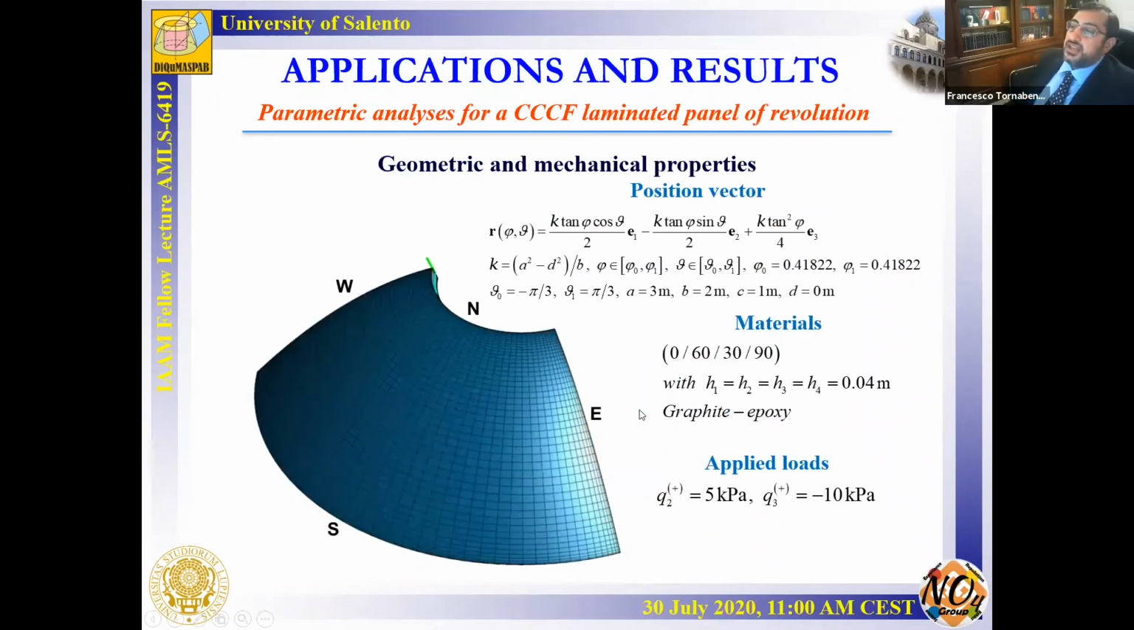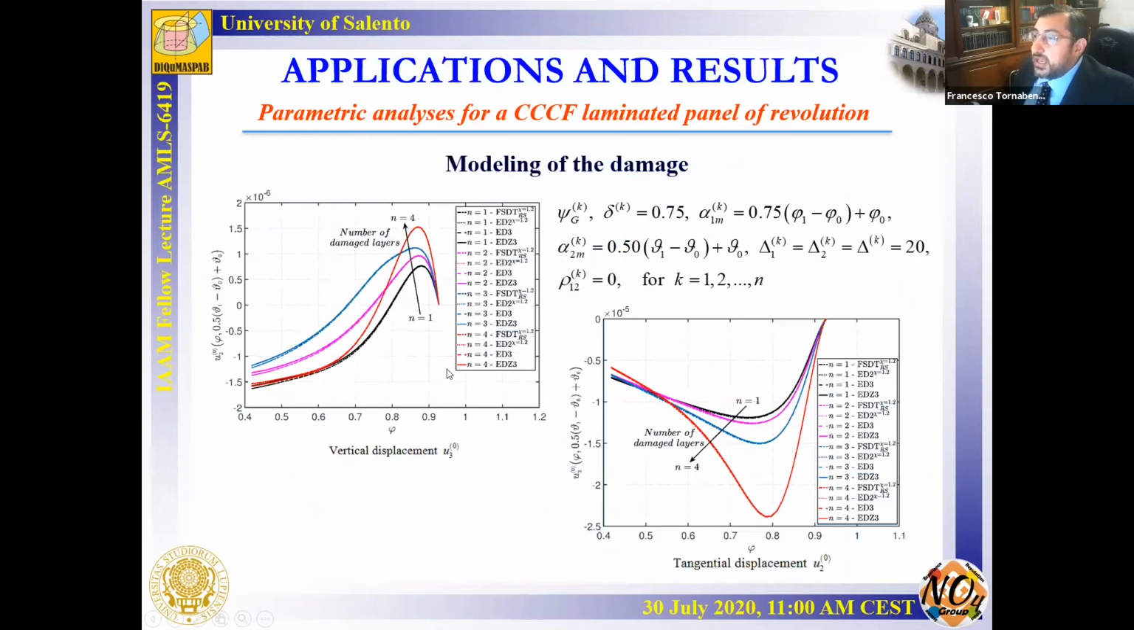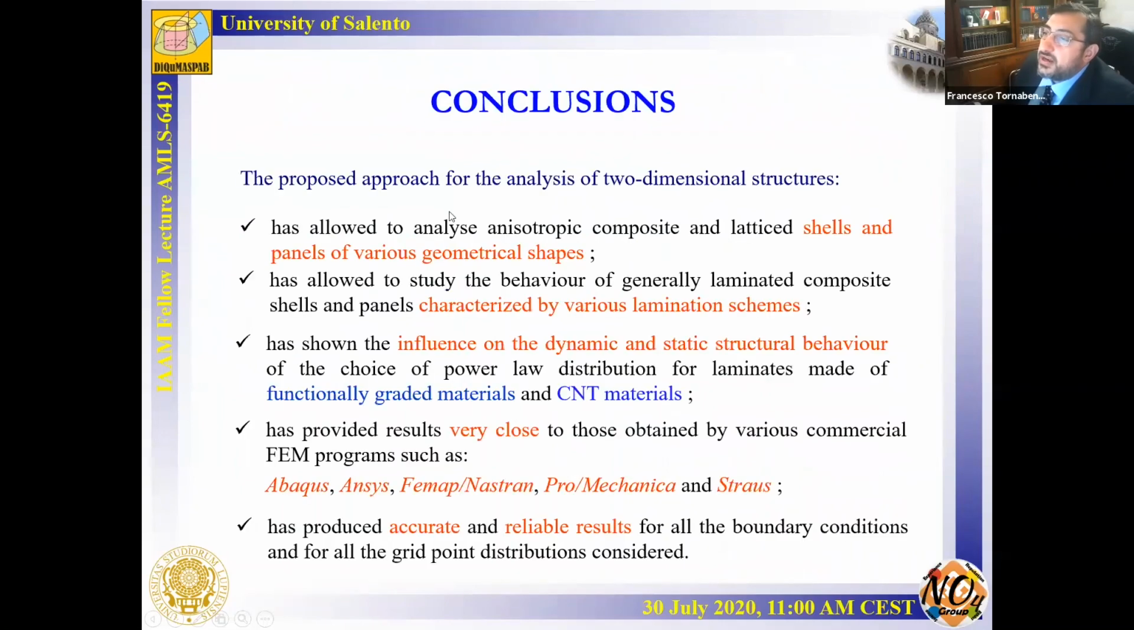Finally, the last example regards a completely doubly-curved shell panel. Here I have considered 4-layer structures, and here I reported the response of the structure in terms of vertical displacements and tangential displacement when I have increased the number of damaged layers. Finally, I will skip directly to the conclusion.